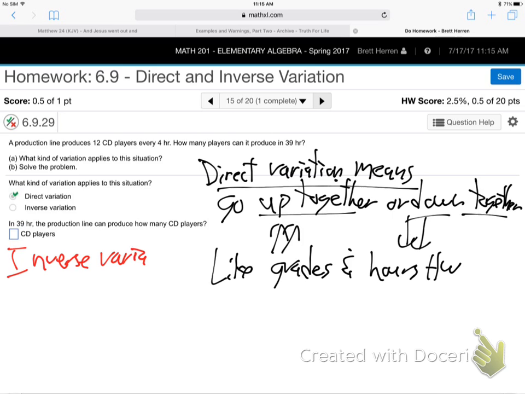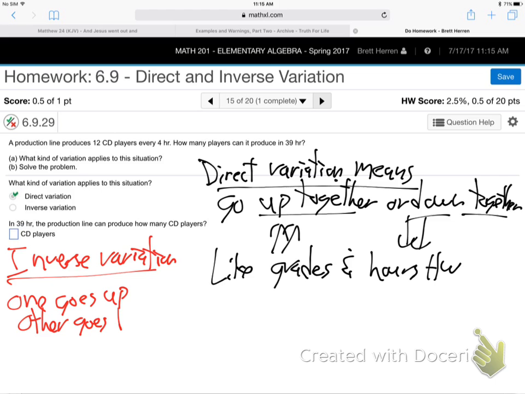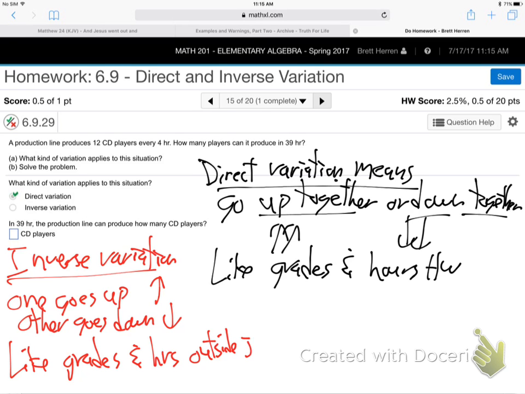Now, in opposition to that, what I think will help you see that clearly is inverse variation. That would mean one goes up, the other goes down. So that would be like grades and hours of an outside job. Right? Maybe the more hours you have to work at some job, the lower your grades go. And the fewer hours you have to work outside, the more time you have to study, the higher your grades go.